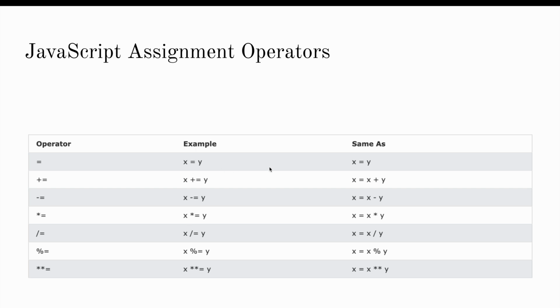That is x is equal to y, that's what it's saying. But x plus equal to y is the same as x is equal to x plus y. Okay, this is the short form. And then we have x minus equal to y, that is x is equal to x minus y. That means you have an x value, and then you're doing a decrement.